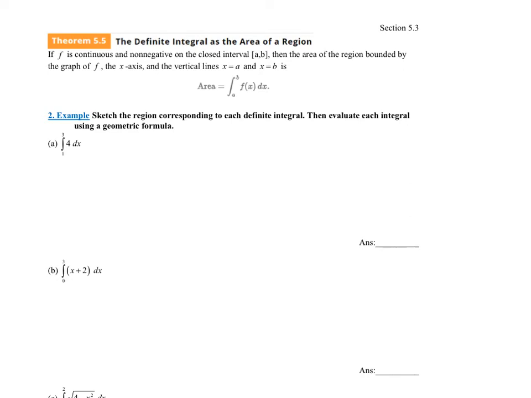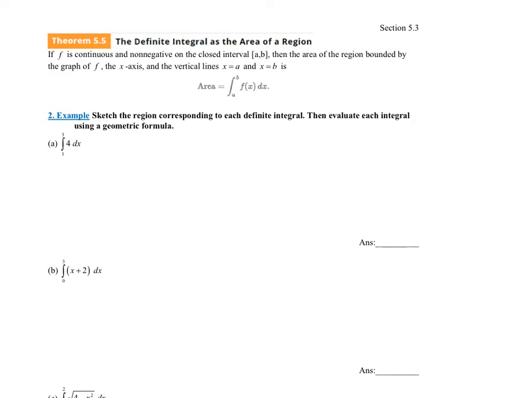Okay, so let's see this. It says if f is continuous and non-negative on the closed interval [a, b], then the area of the region bounded by the graph of f, the x-axis, and the vertical lines x equals a and x equals b is the integral from a to b of f of x dx.